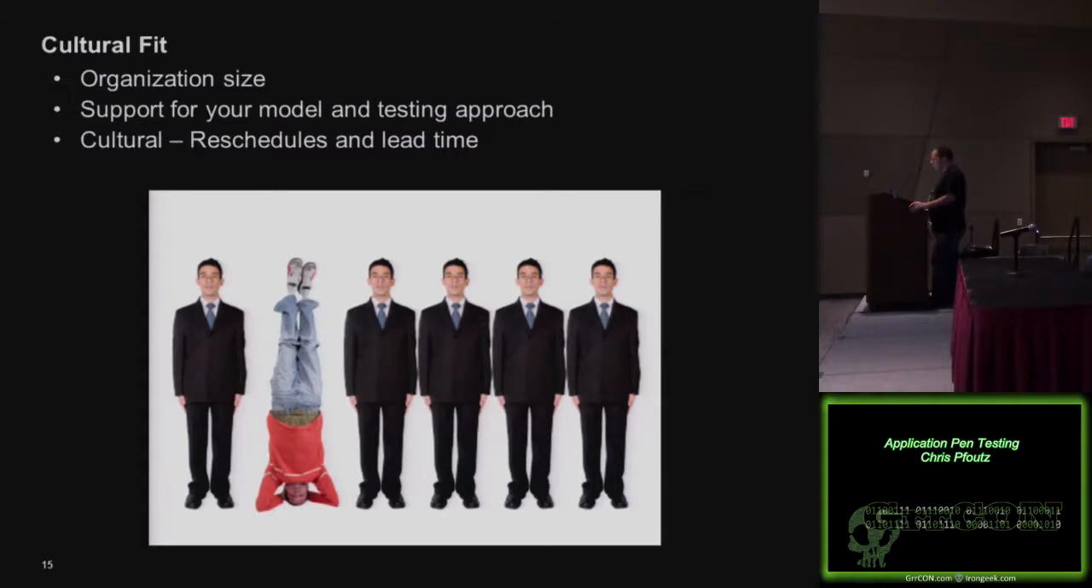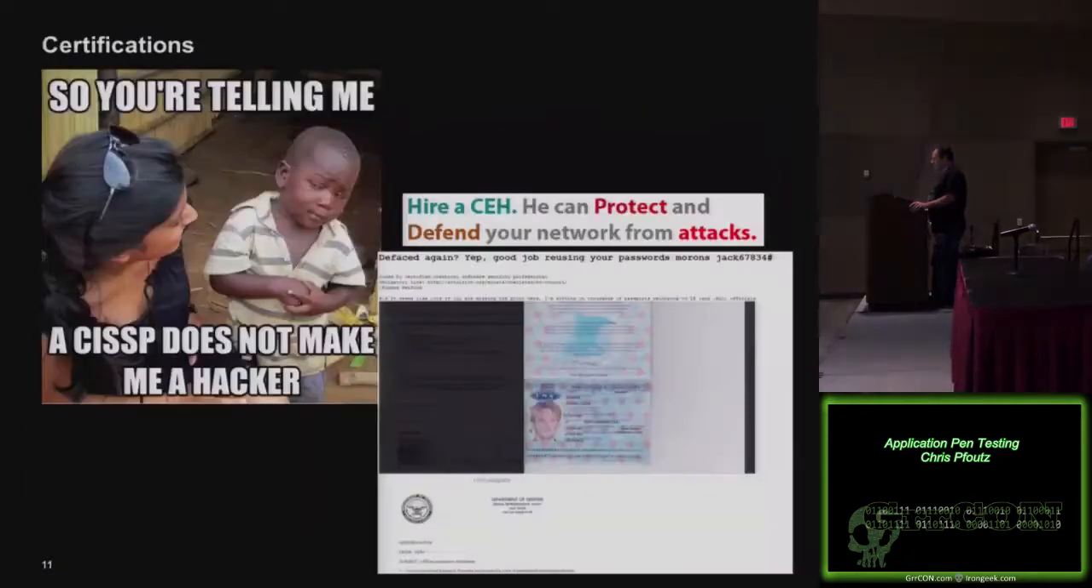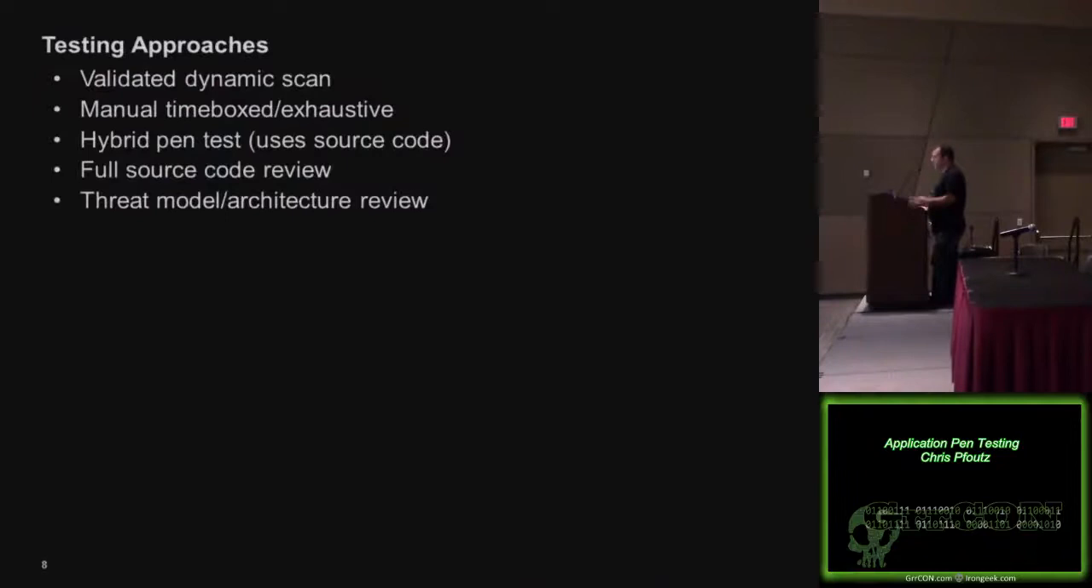And when we go back to this slide, if you are looking for a validated dynamic scan, which I don't recommend, a lot of pen testing organizations won't call that a pen test. Furthermore, if you're looking for a threat model / architecture review or full source code review, a lot of organizations don't have the capability to do that. So if that's something you're looking for, make sure that they're going to meet your model.